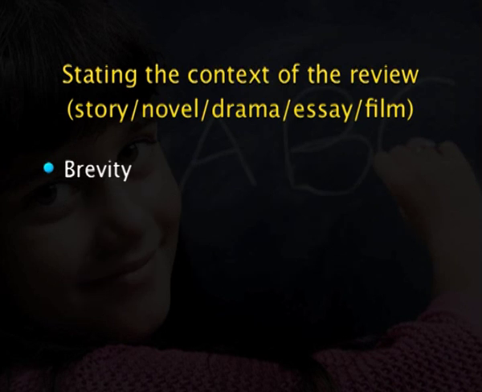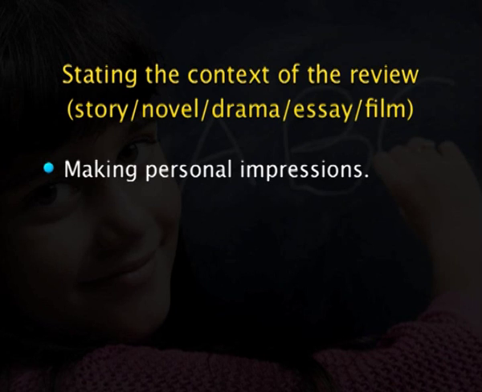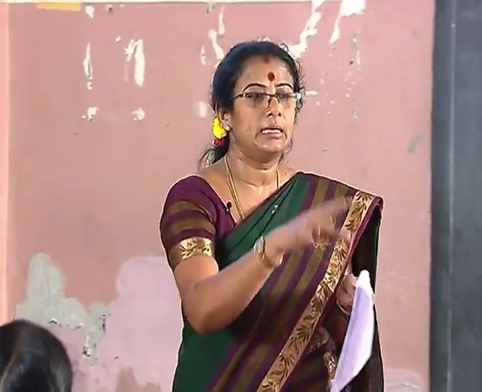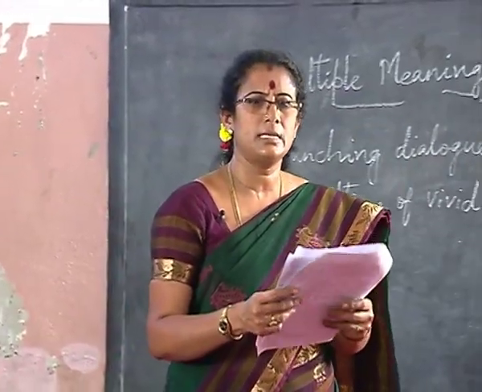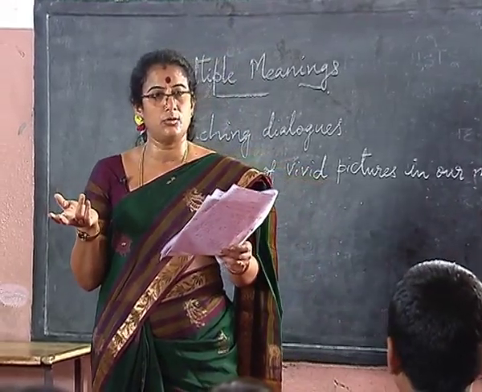Next is brevity. Brevity is a very clear picture of what your intention is in the story. Next, citation from the text to substantiate the point. Substantiating is what? Authenticity. That is, you should make it a perfect point in your writing. Next is making personal impressions. Personal impressions are what? What you feel. Like how you impress. How can you impress your readers to read that story? Did you understand now? Will you be able to write your own reviews on this story?